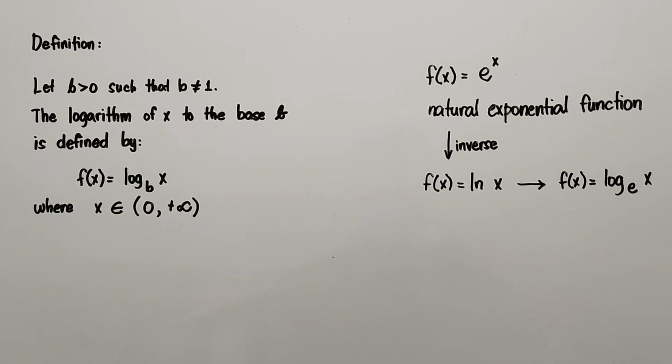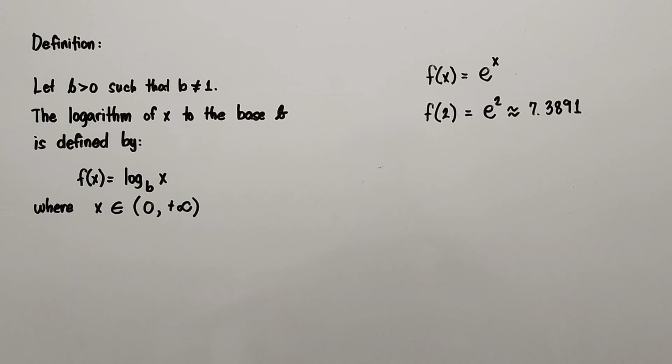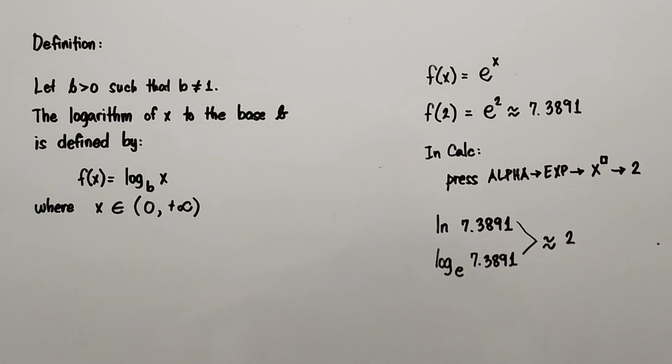For example, if x is equal to positive 2, then e power 2 is approximately equal to 7.3891. And for its inverse, the natural logarithm of 7.3891, or log 7.3891 to the base e, is approximately equal to positive 2.